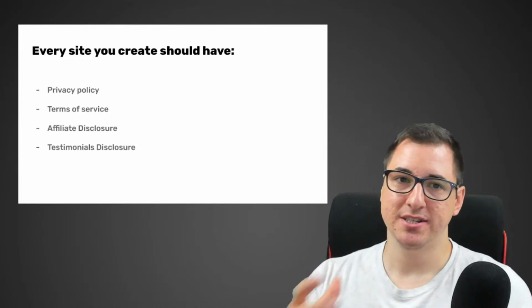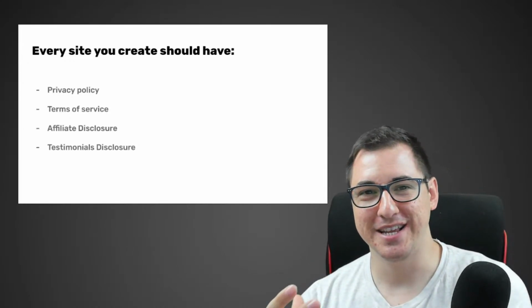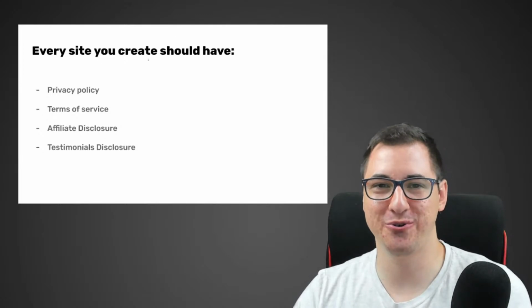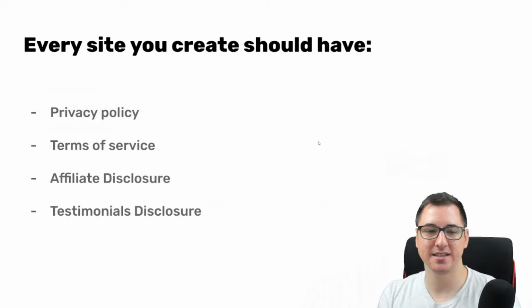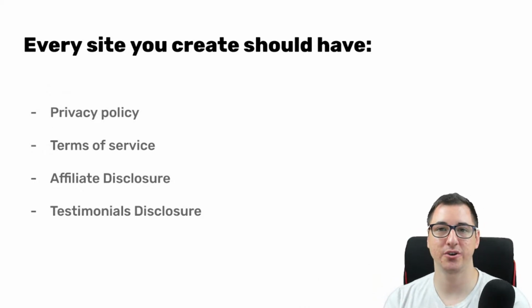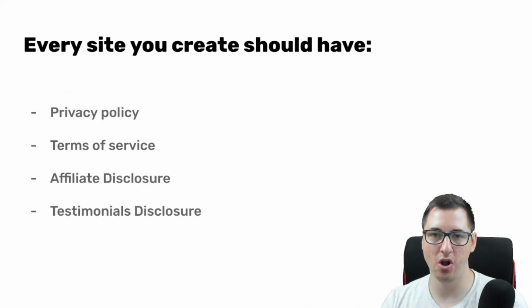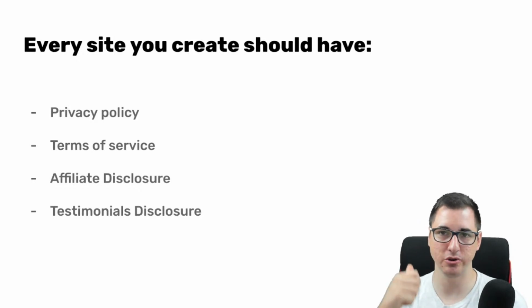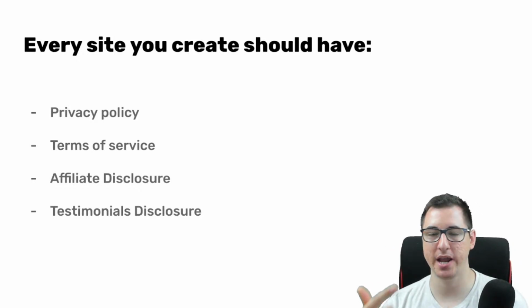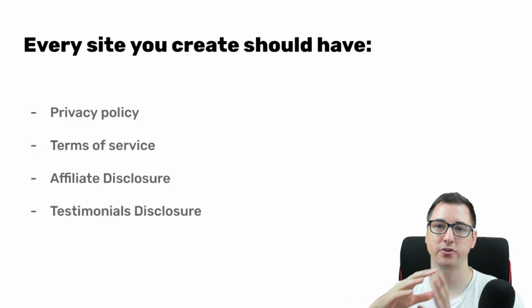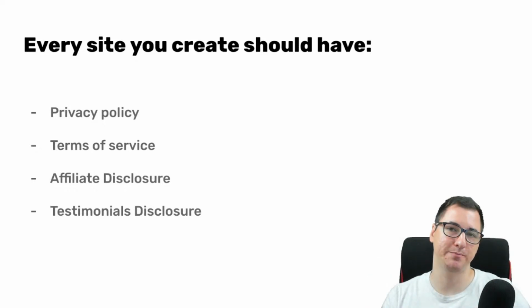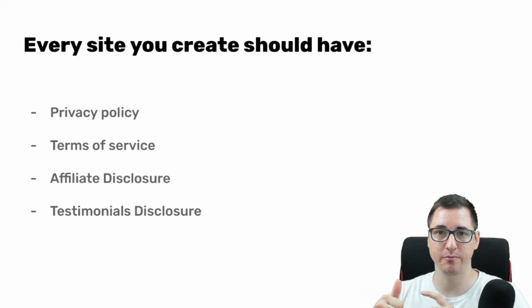So every site you create, you should have a privacy policy, terms of service, affiliate disclosure, and testimonials in case you're using them, and you basically need to put all this on your pages. If you're using opt-in pages, bridge pages, or these offer pages that we talked about in the previous videos, you need to make sure that you cover the legal aspects as well, including how you're going to be using the information that users leave on your pages, like the email and the password.